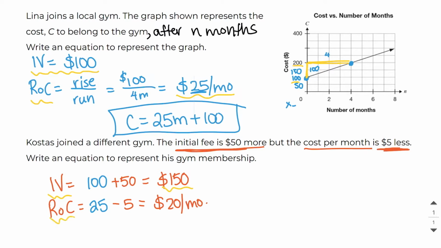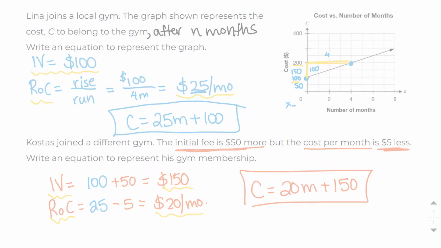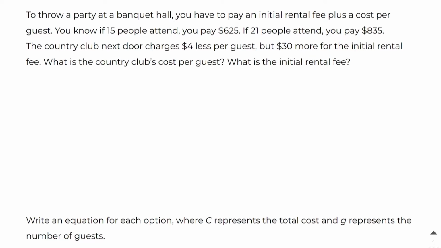So now we know our rate of change as well as our initial value, so we can write our equation. So here we can say that C is equal to $20 per month plus an initial $150. And that's how we adjust our rate of change and our initial values. Okay? All right, in our next example, it says to throw a party at a banquet hall, you have to pay an initial rental fee plus a cost per guest.